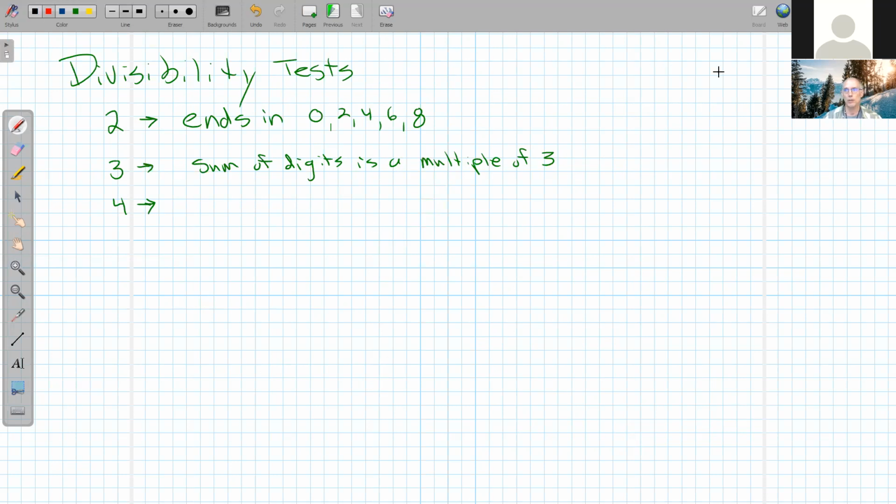For example, is 1,334 divisible by 4? Or 5,612, is that divisible by 4? Is there a way to check without actually dividing? It's kind of related to the divisibility rule for 2. Actually, it's very related to the divisibility rule for 2. Ends in an even number.